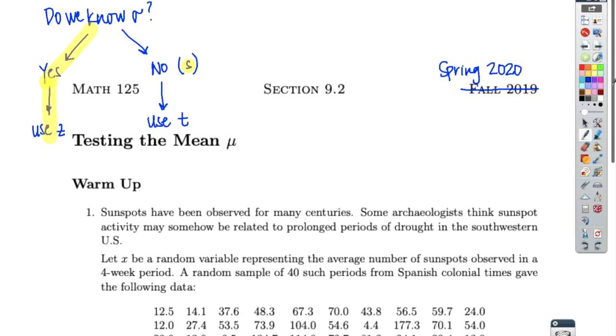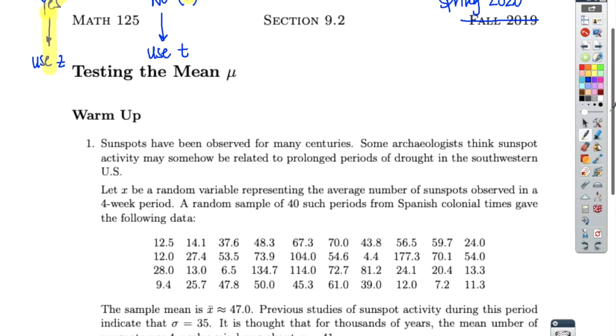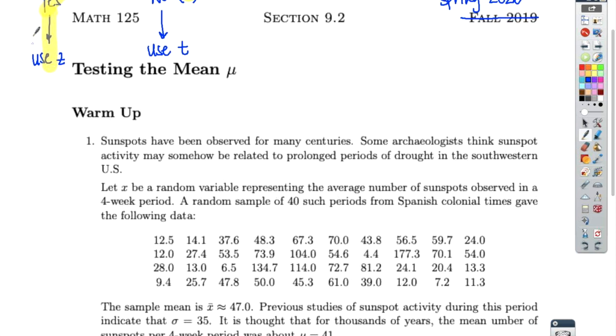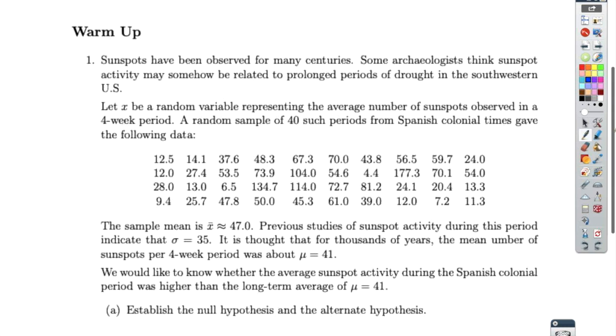So the first example is going to be a warm-up. We're still going to be in the first case here. This one's just practice for something that we've already done.